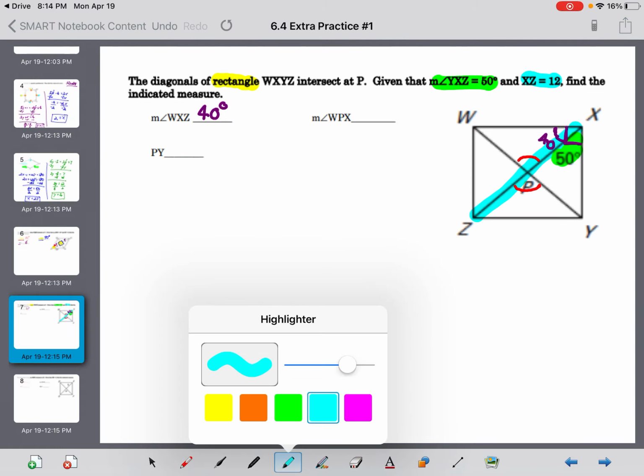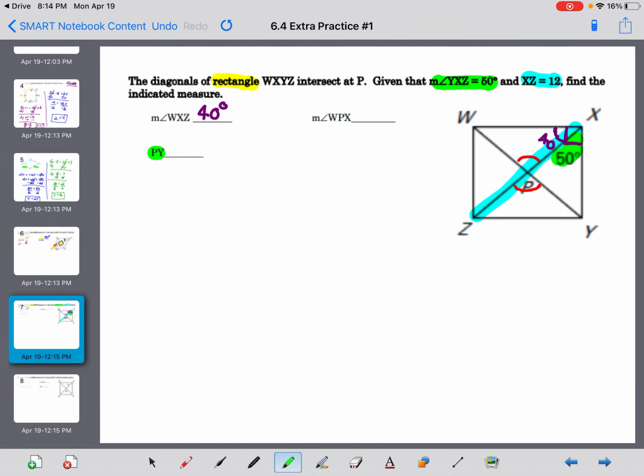The length of PY, well, PY is this little piece right here, and it's half of the length of this entire line. Well, we said yesterday, rectangles, their diagonals are congruent. So if the length of XZ is 12, well, what is half of 12? That would be 6. So the length of PY is 6.